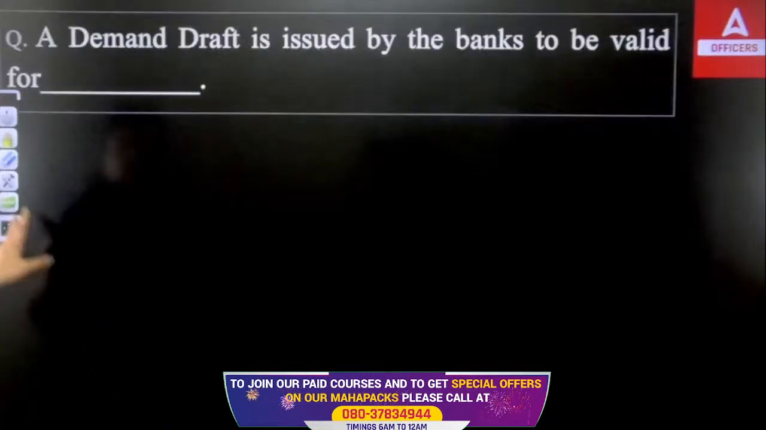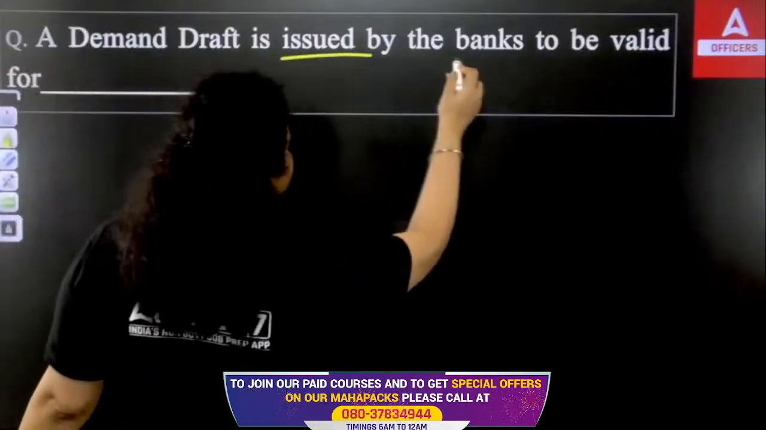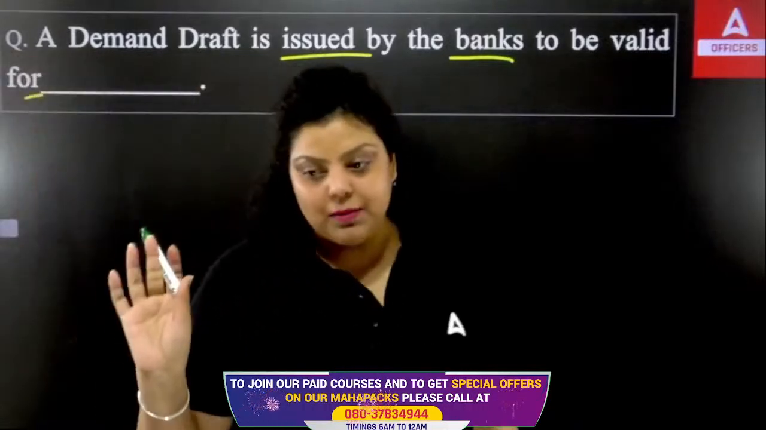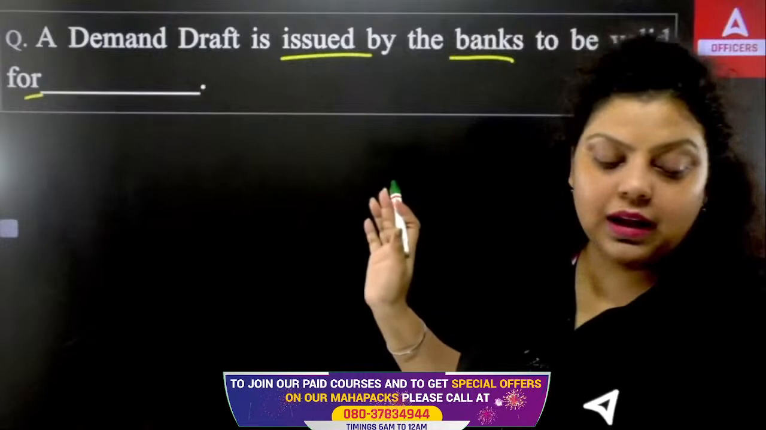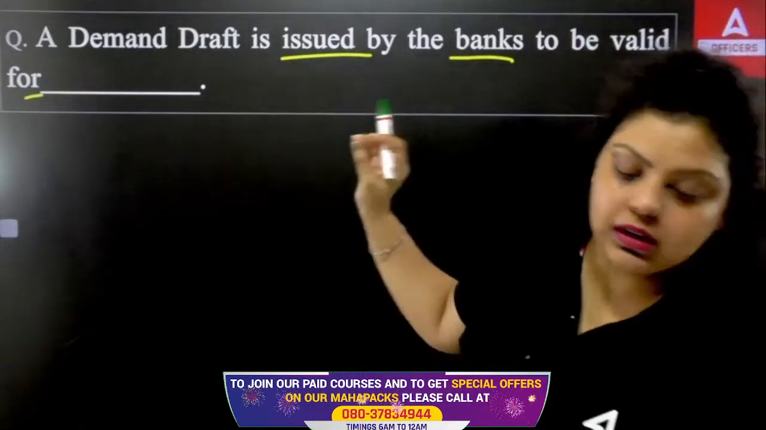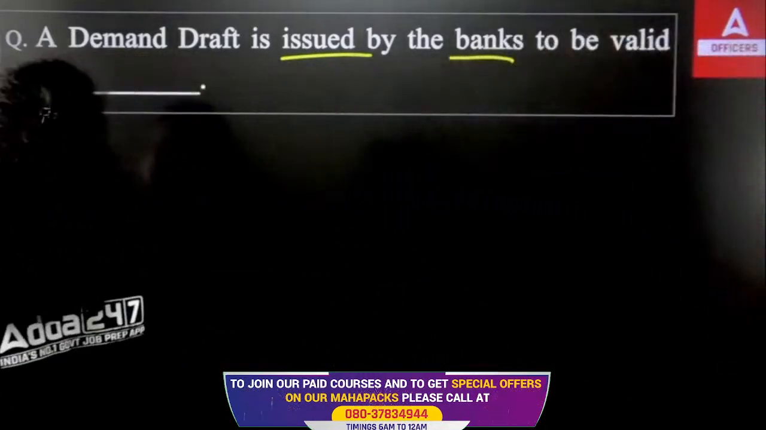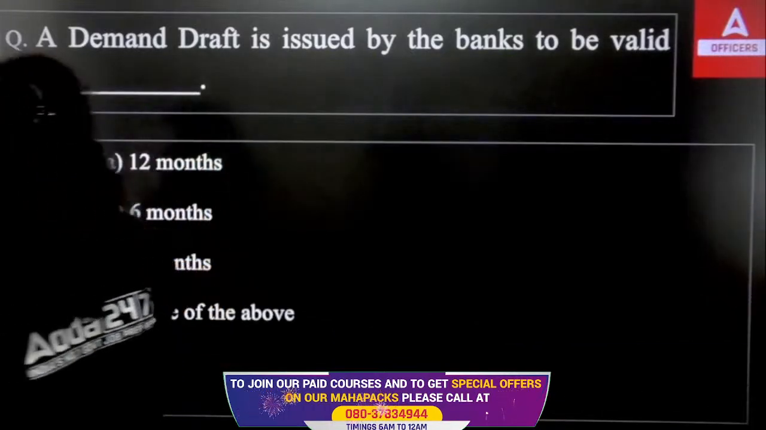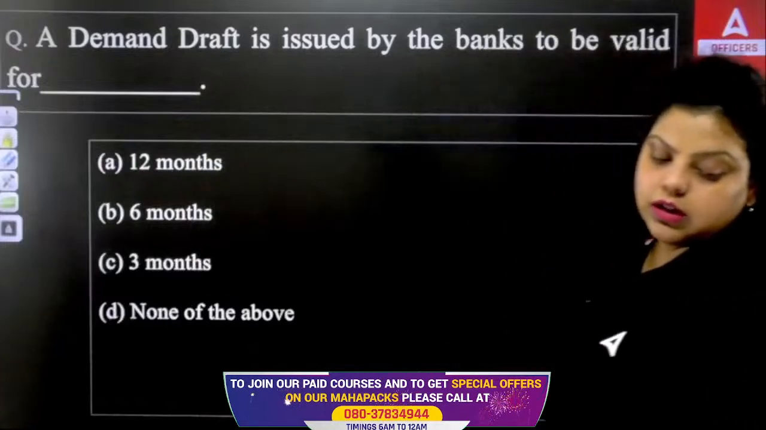Okay, next we have: a demand draft is issued by the banks to be valid for dash. DD is issued by bank, that we know. Demand draft is issued by bank and it is valid for what particular period of time, that you have to answer. It is 12 months, 6 months, 3 months or none of the above.